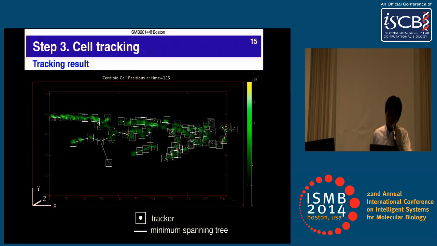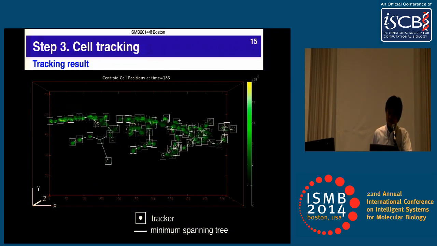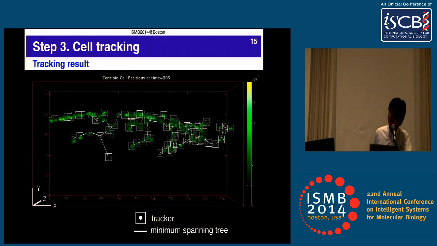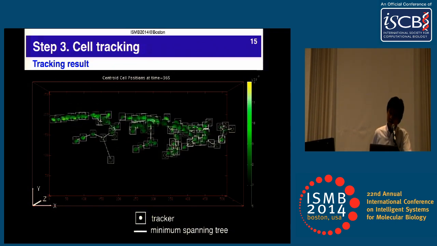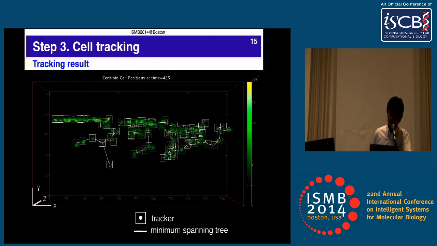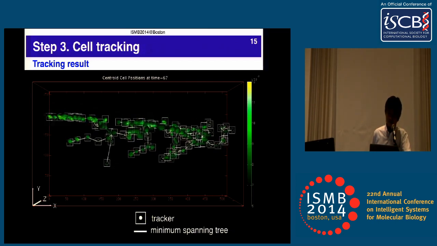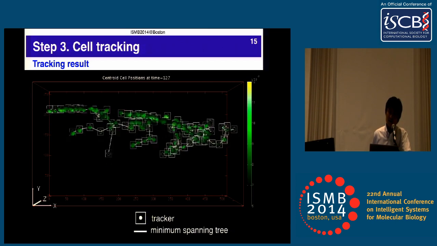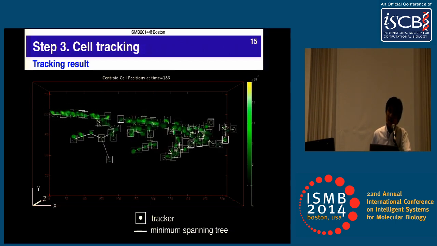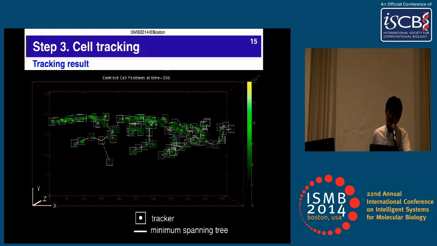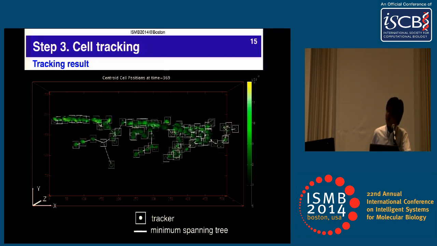This movie shows the tracking result of the proposed method. White squares show the position of trackers at each frame, and the white line shows the minimum spanning tree. You can see all trackers keep their correct position throughout the tracking, and switching and merging are almost avoided.